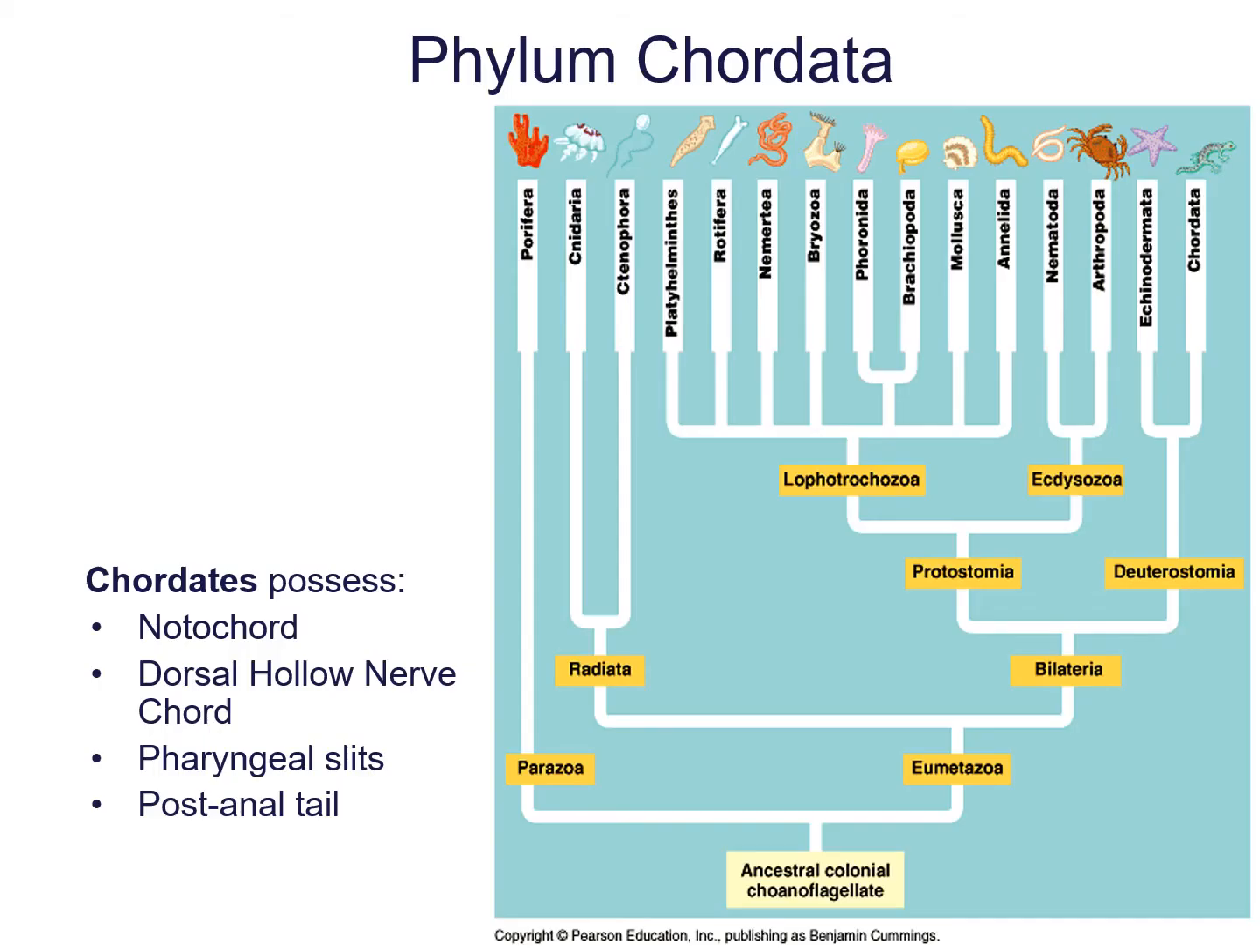Some of them have this really neat defense strategy where they'll shoot their intestines out of their anus to scare away predators. As you can imagine, that's probably pretty frightening, and then they'll pull them back in.